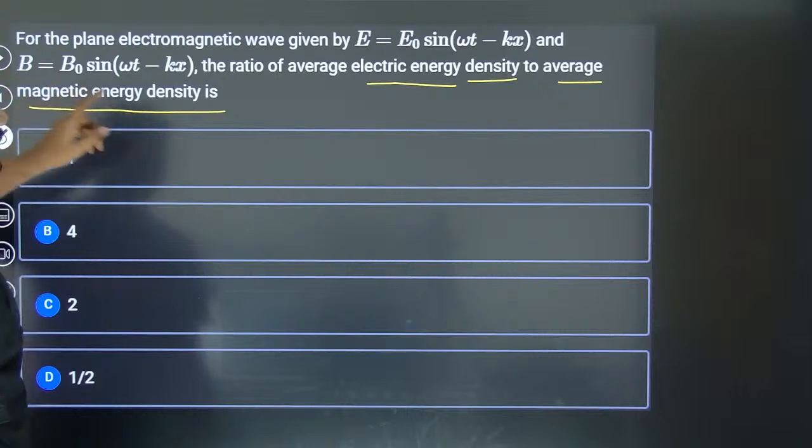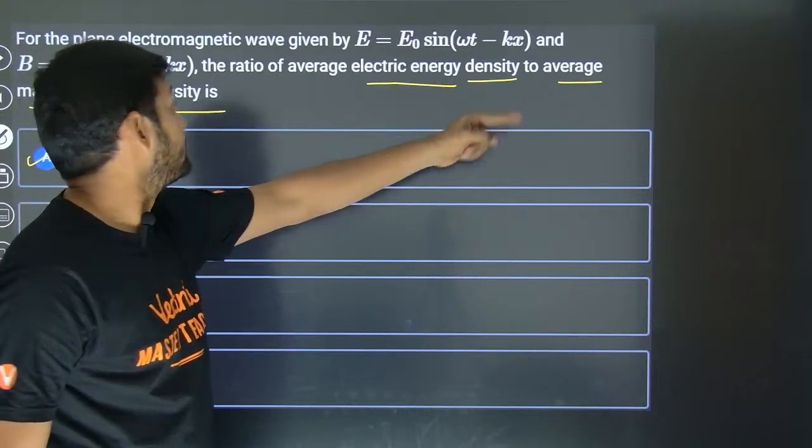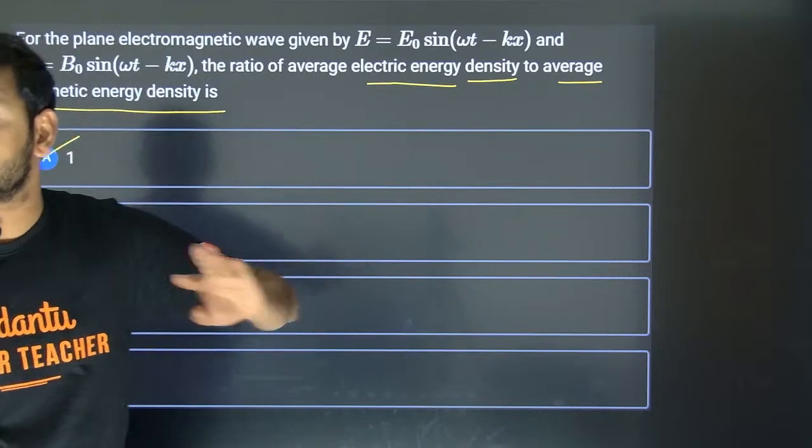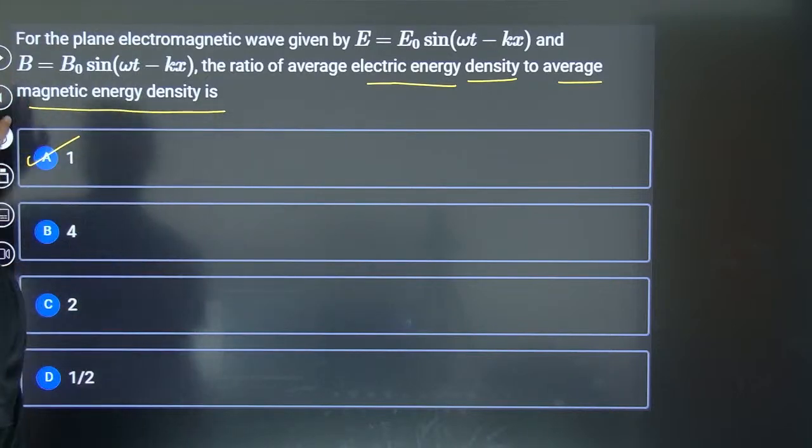Okay. So the average electric energy density and average magnetic energy density is going to be one, reason being they store energy equally.